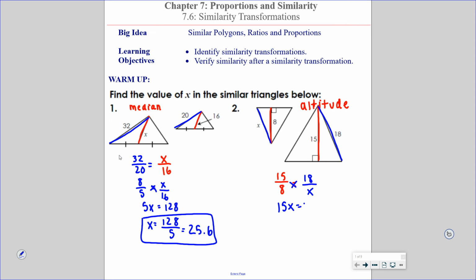When you cross multiplied, I got x to be 9.6. Any questions on those?